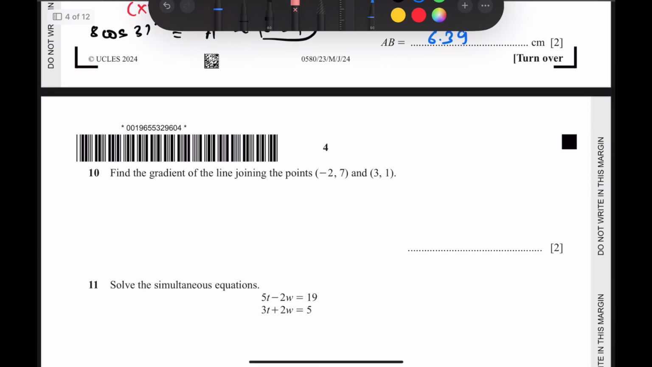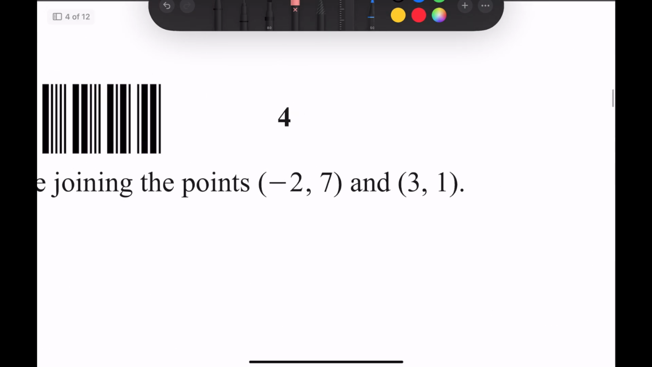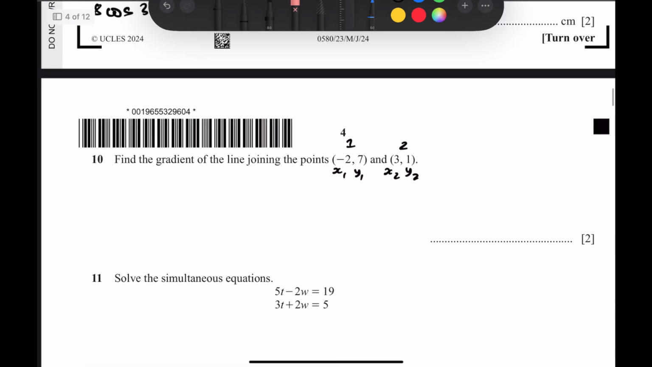Question 10 says to find the gradient of the line joining the points (-2, 7) and (3, 1). So if we treat this point as point 1 and this point as point 2, this means that this coordinate is x1, this coordinate is y1, this coordinate is x2, and this coordinate is y2. And the formula for any gradient m is equal to y2 minus y1 divided by x2 minus x1.